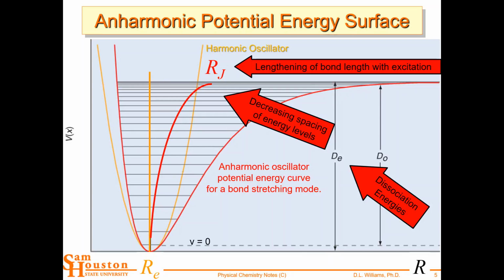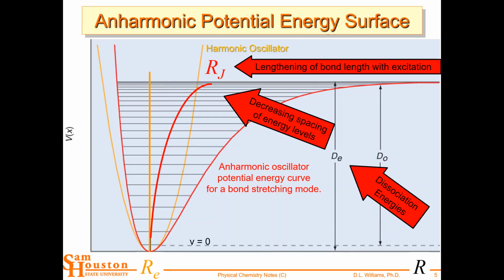Now use this plot to understand the difference between the subscript E and the subscript 0. This is E for equilibrium and 0 for the 0th vibrational state. You see where they originate? DE originates down at the bottom of the potential well. And that's also RE, the bond length at the minimum of that potential well. So that E stands for equilibrium.